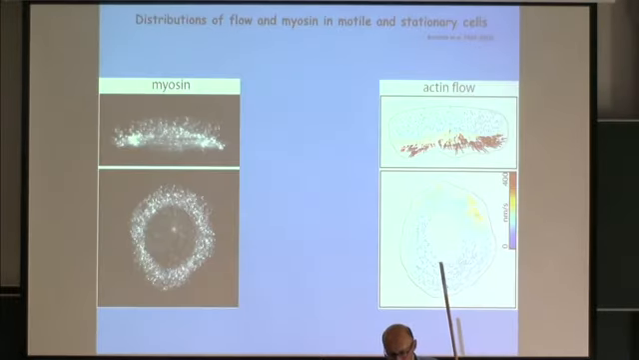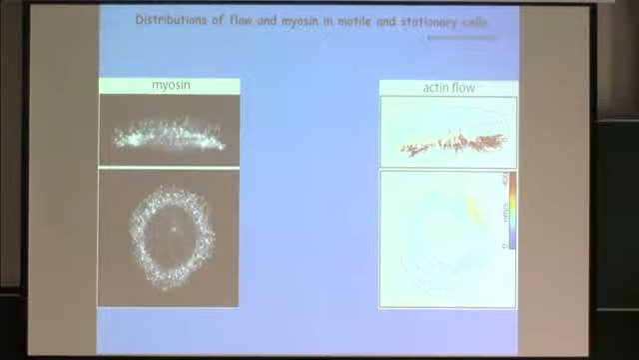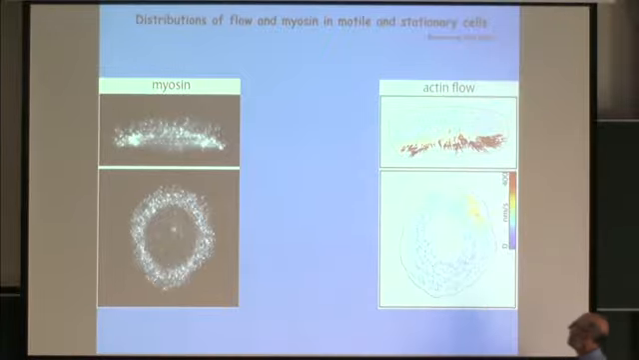So these simulations reproduce pretty well the qualitative observations for the flow and myosin. So in the stationary cell, actin flow, which was measured with fluorescent speckle microscopy, is indeed centripetal, going from the periphery to the center.